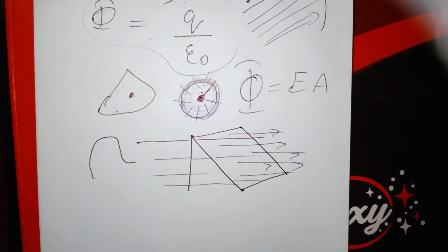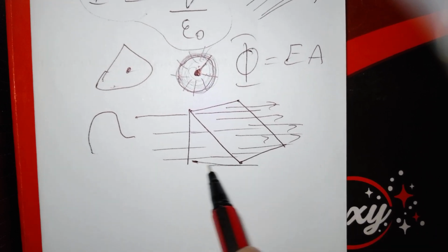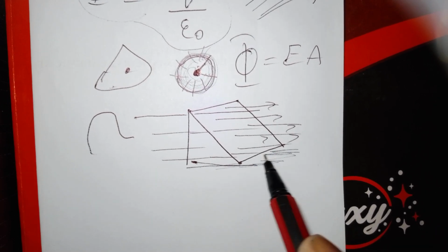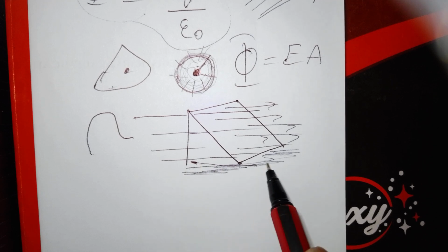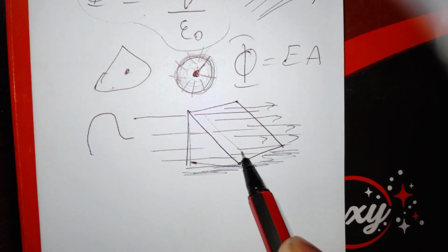Now, how are we going to find the electric flux for this? As you may see, as long as it's not touching the ground, the ground does not have an electric flux because it doesn't cover this area. It does cover this area, and so does it cover which area? This one.